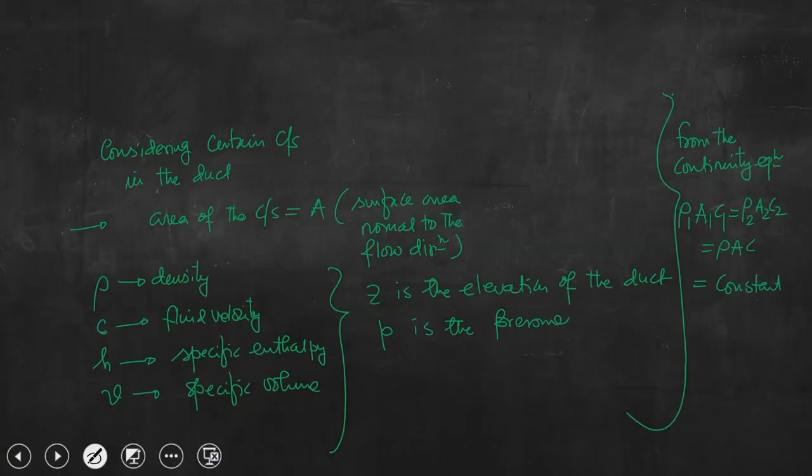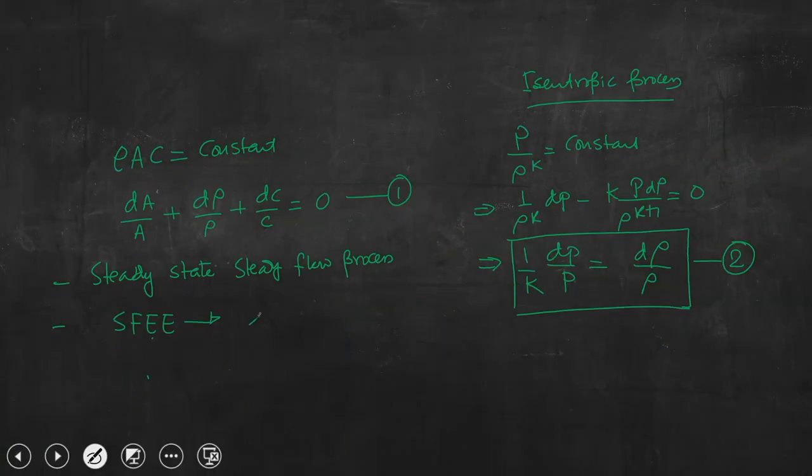Now, if we write this equation, we will be getting h1 plus C1 square by 2 plus gZ1 equal to h2 plus C2 square by 2 plus gZ2. I made one mistake, so I can write it with g. So, this is the equation: h1 plus C1 square by 2 plus gZ1, sorry, here I can write it like this.